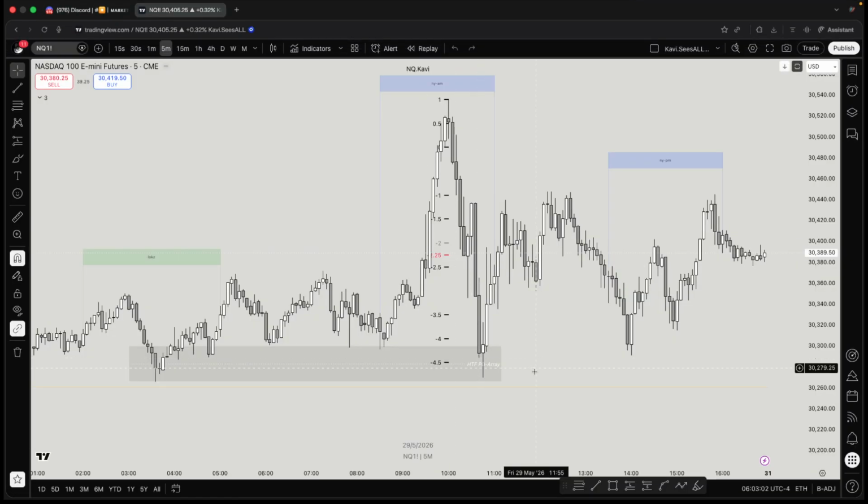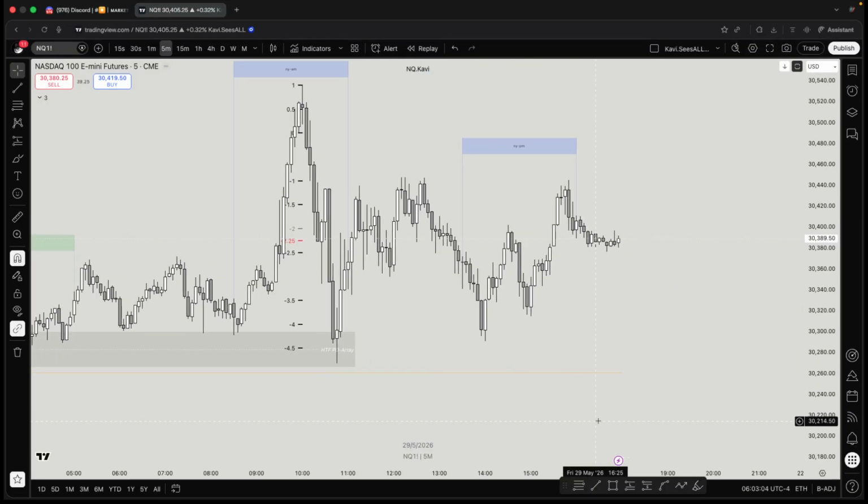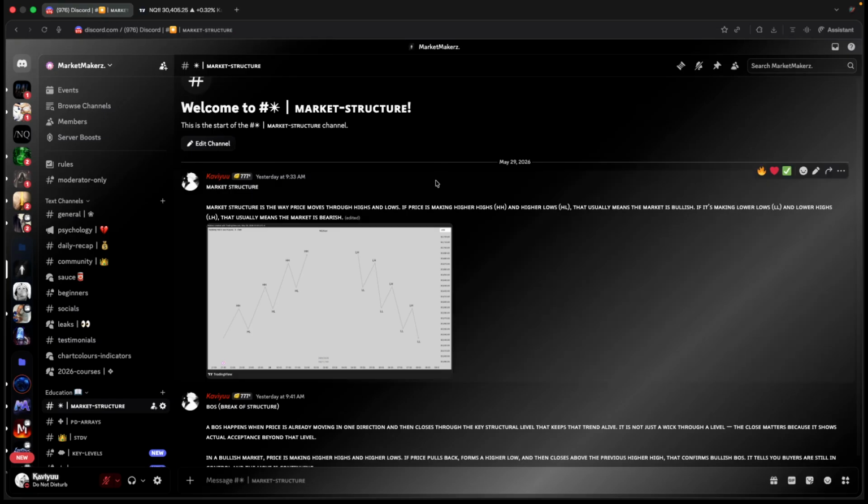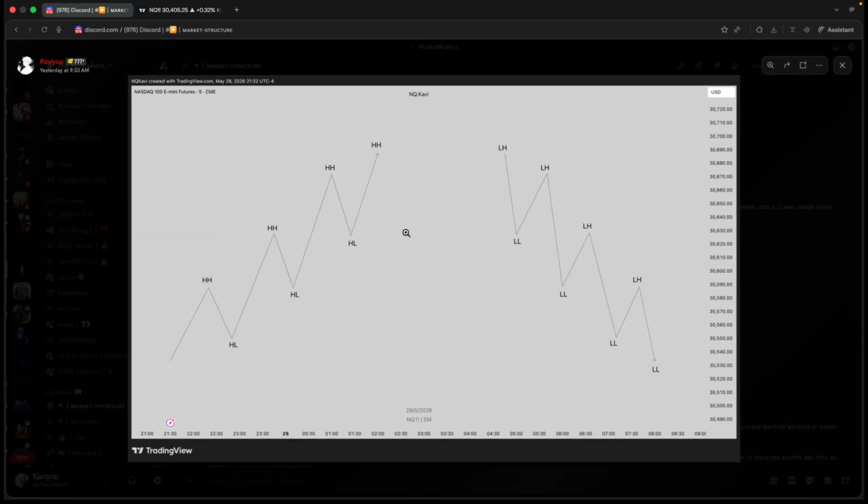So bullish is up and bearish is down. You can remember it by like bull and bear, but it's whatever. If the market's making lower lows and lower highs, that means the market is bearish. Alright, and this is kind of how you spot it on the chart.